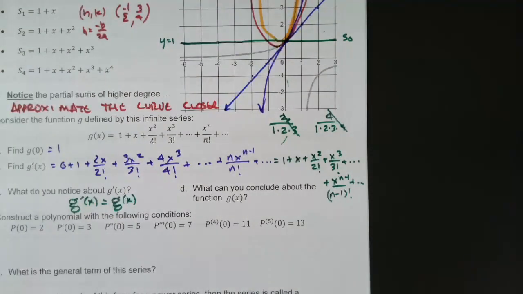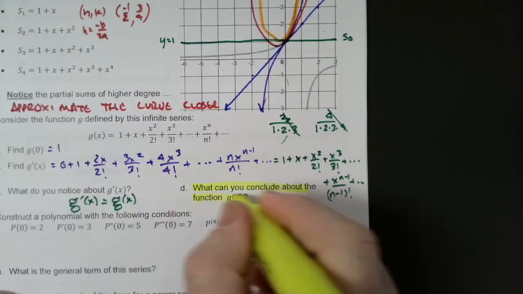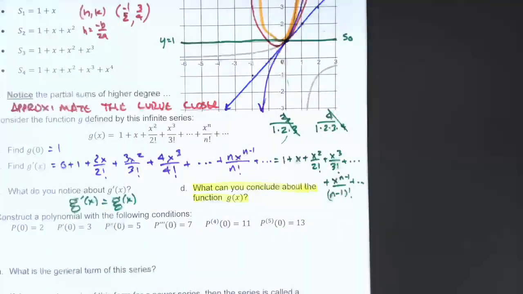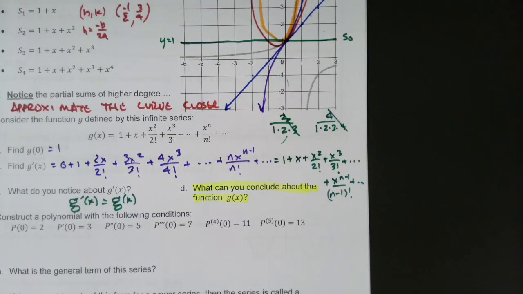Okay, big stretch. It's attached to a brain cell somewhere. What graph is g prime always equal to g? What graph, if you take the derivative, is the same graph? Go ahead. e to the x. e to the x. What's the derivative of e to the x? e to the x.